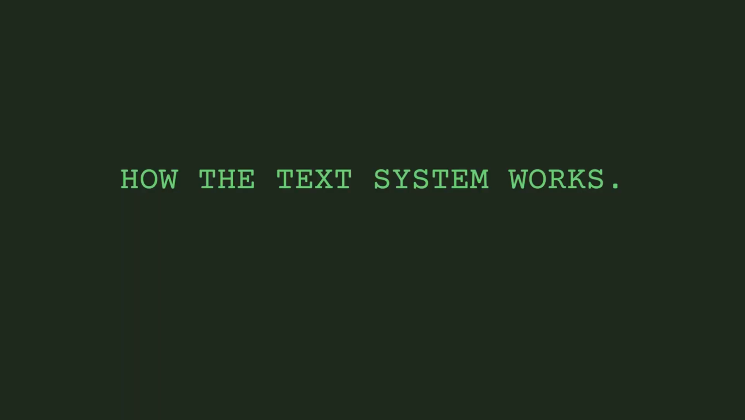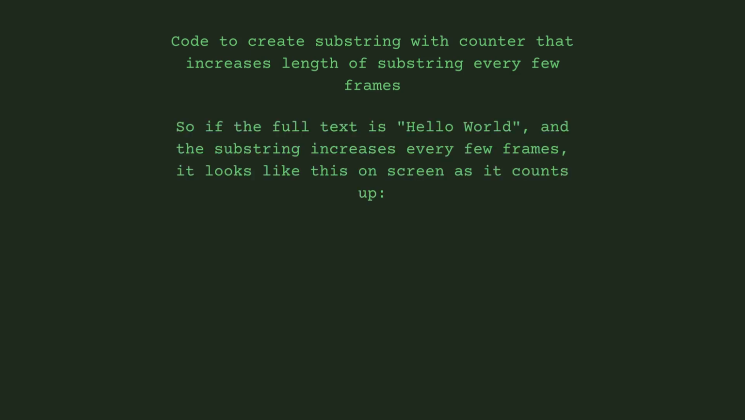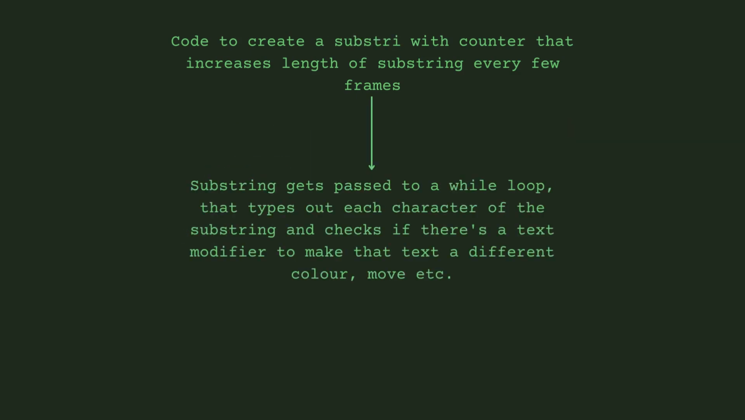So, first, let's go through how the text works. First, there is code to create a substring with a counter that increases the length of the substring every few frames. This creates a typewriter effect. So if the full text is hello world and the substring increases every few frames, it looks like this on screen as it counts up. And then that substring gets passed to a while loop that types out each character of the substring and checks if there's a text modifier to make that text a different color or make the text move, fancy things like that.